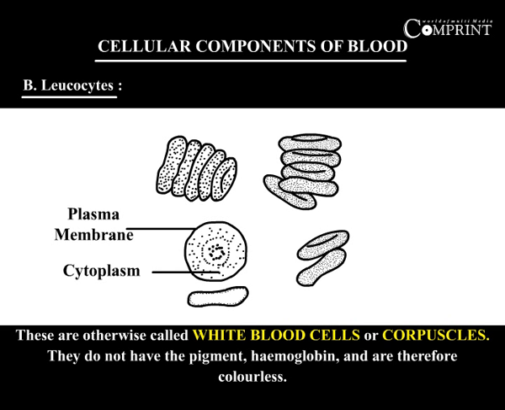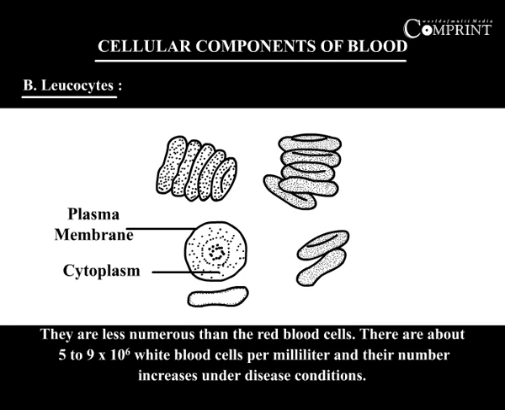Leukocytes are otherwise called white blood cells or corpuscles. They do not have the pigment hemoglobin and are therefore colorless. They are less numerous than the red blood cells. There are about 5 to 9 × 10⁶ white blood cells per milliliter, and their number increases under disease conditions.